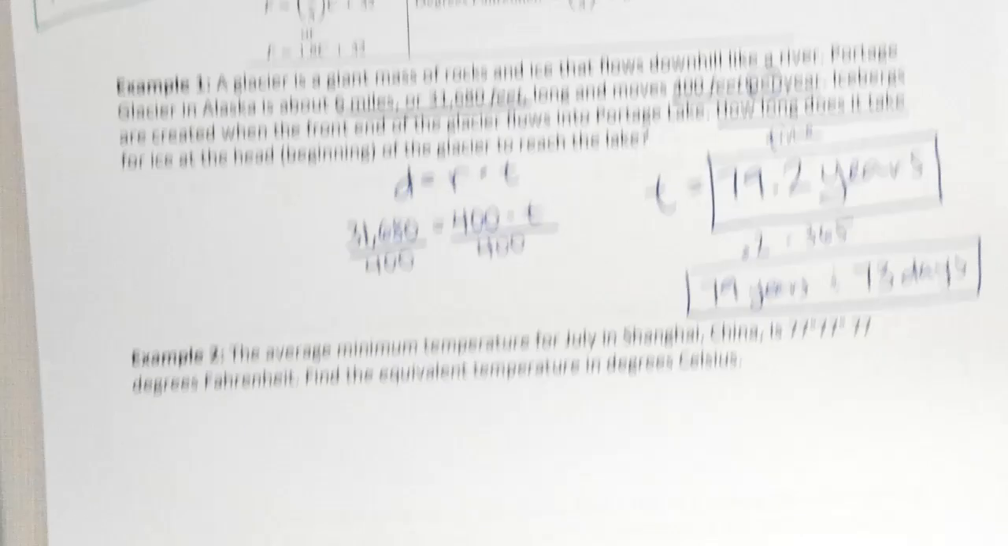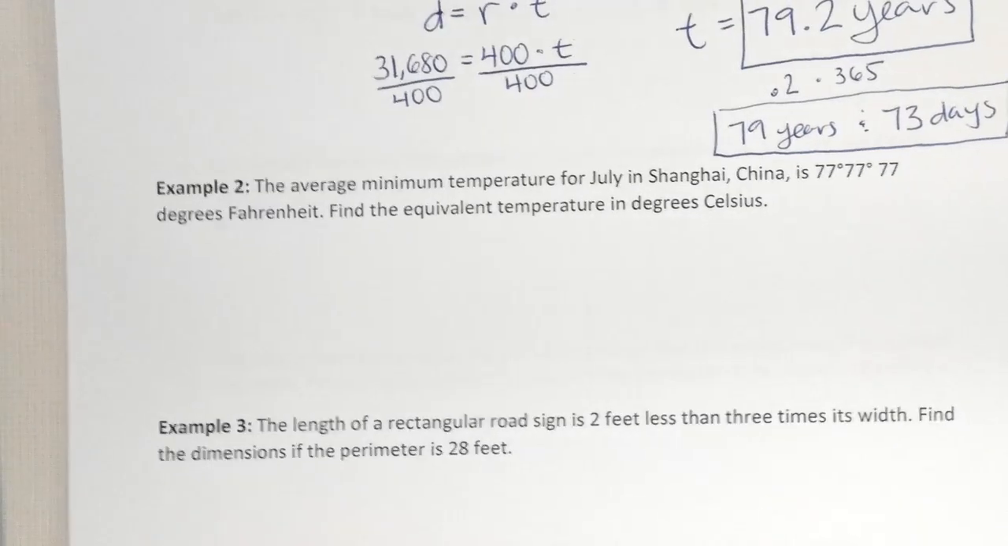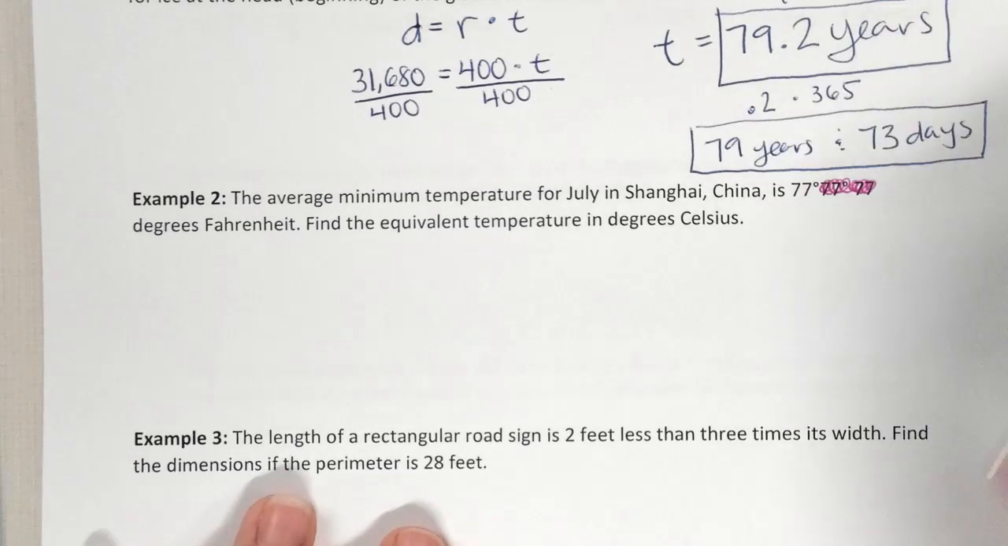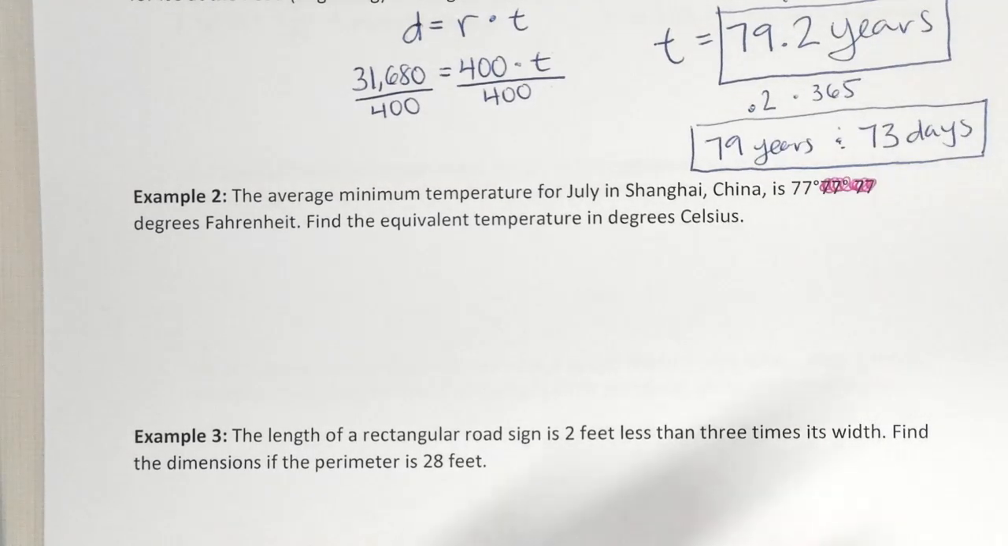Okay, so let's look at number 2. This is my bad. I don't know what happened with my formatting here. It should just be 77 degrees. It says the average minimum temperature for July in Shanghai, China is 77 degrees Fahrenheit. Find the equivalent temperature in degrees Celsius.